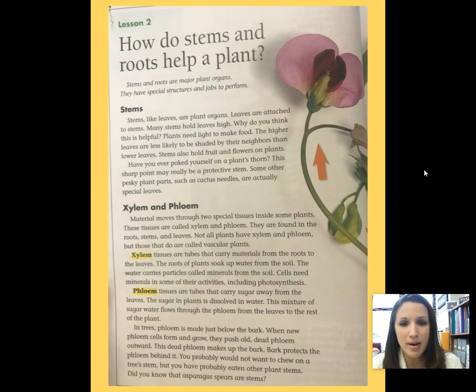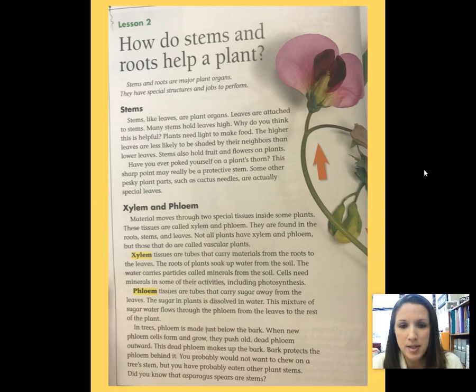All right, so we're going to talk about two things, xylem and phloem. And those things are found in the stem. I want you to pay attention to what is the main difference between the two. Material moves through two special tissues inside some plants. These tissues are called xylem and phloem. They are found in the roots, stems, and leaves. Not all plants have xylem and phloem, but those that do are called vascular plants.